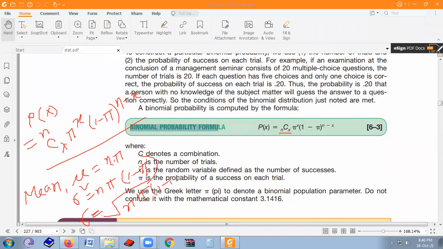The formula is given in the book, so there is no reason to worry. So these are the formulas for finding the mean and variance and standard deviation from the binomial probability distribution. Okay.